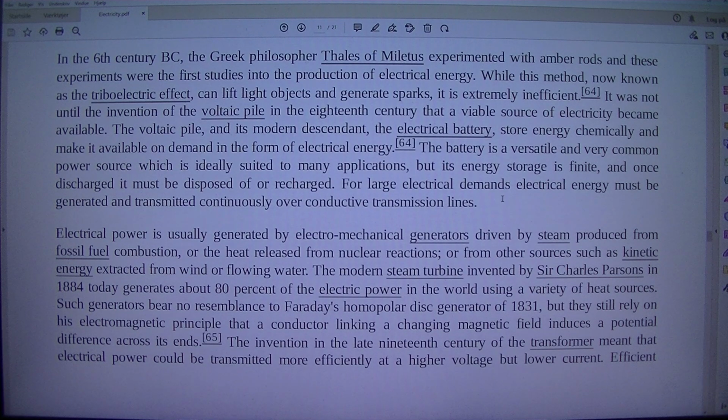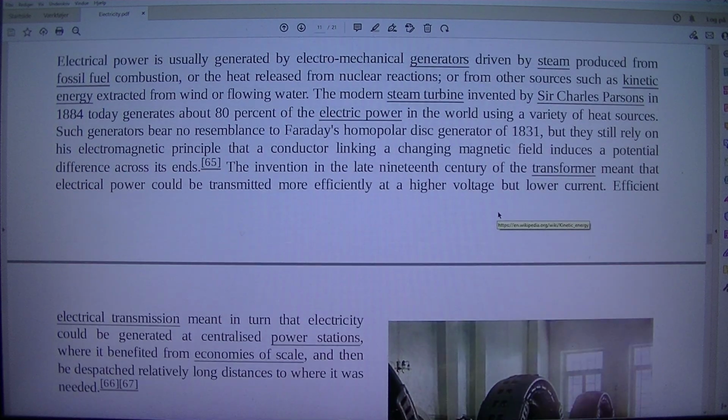For large electrical demands, electrical energy must be generated and transmitted continuously over conductive transmission lines. Electrical power is usually generated by electromechanical generators driven by steam produced from fossil fuel combustion, or the heat released from nuclear reactions, or from other sources such as kinetic energy extracted from wind or flowing water. The modern steam turbine invented by Sir Charles Parsons in 1884 today generates about 80% of the electric power in the world using a variety of heat sources.